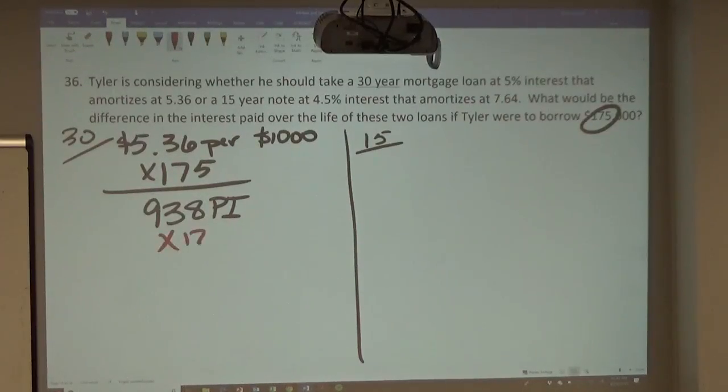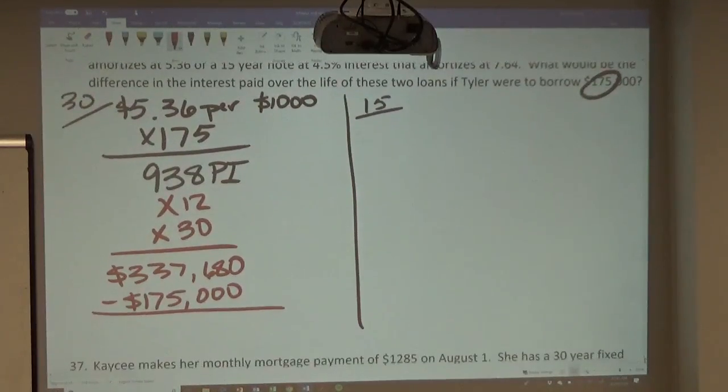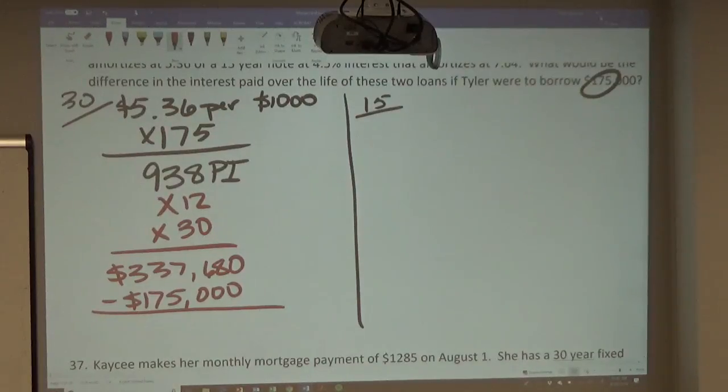He's doing that 12 months a year, and he's doing it for 30 years. So 938 times 12 times 30. That's total principal and interest of $337,680, and he borrowed $175,000. So that would give us interest on this loan.